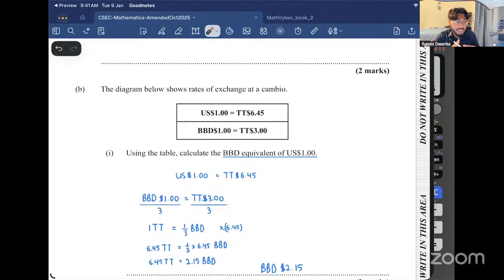Here's my logic. If I know what TT $3 is, well, I could find for 1 TT dollar, and then I could just multiply that by 6.45, which is US $1. So, to find for 1 TT dollar, what did I do here? So you divide by 3. I divide by 3, and so 1 TT dollar is actually 1 over 3 BBD, which should be like 33 cents. Yeah? Let me know if you're with me. So I'm still kind of confused, but I'm following along.